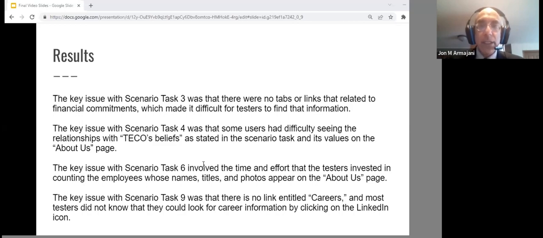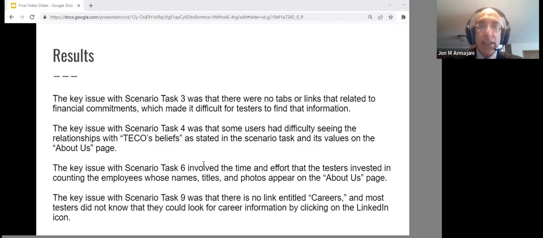Scenario task 4. This scenario task involved finding TECO's beliefs. The key issue with scenario task 4 was that some users had difficulty seeing the relationships with TECO's beliefs as stated in the scenario task and its values on the About Us page. Scenario task 6. This scenario task involved finding the number of people employed at TECO. The key issue with scenario task 6 involved the time and effort that the testers invested in counting the employees whose names, titles, and photos appear on the About Us page.